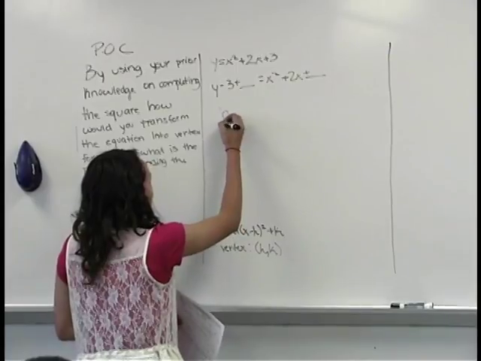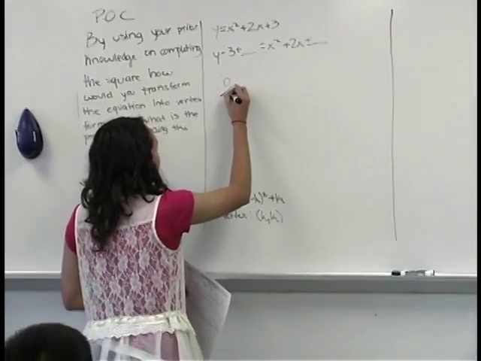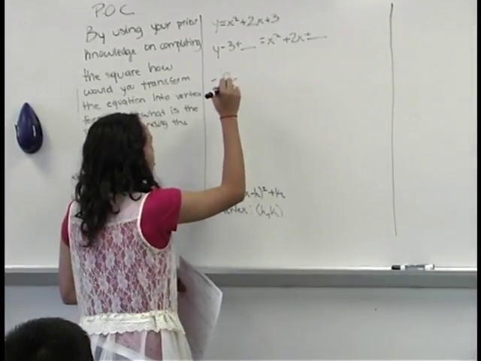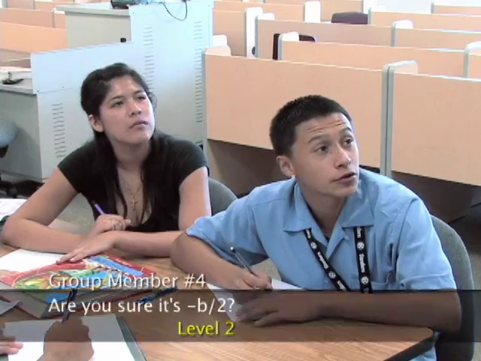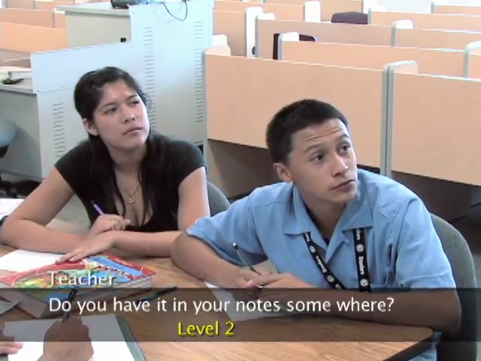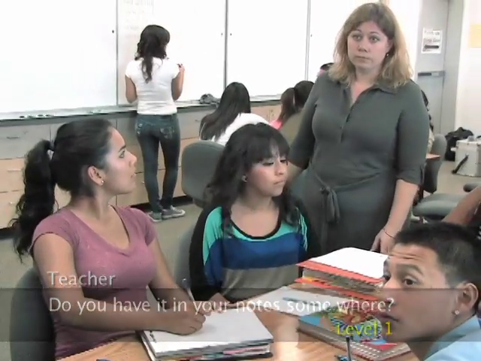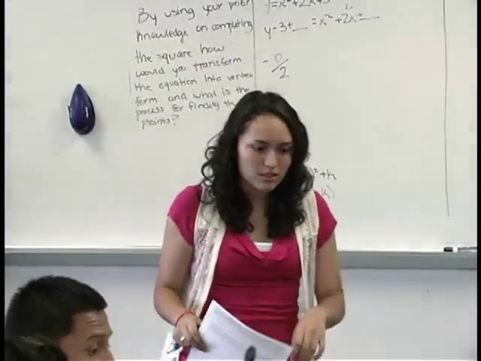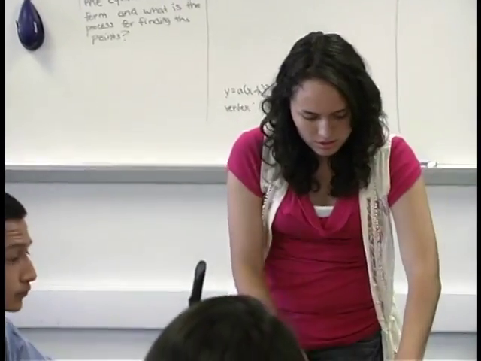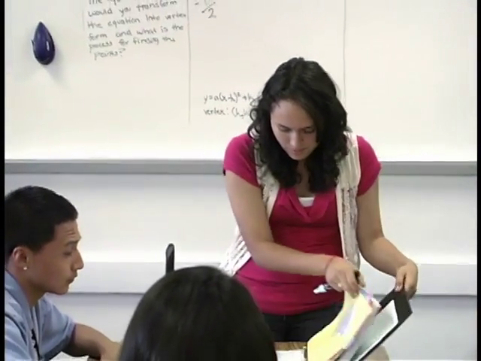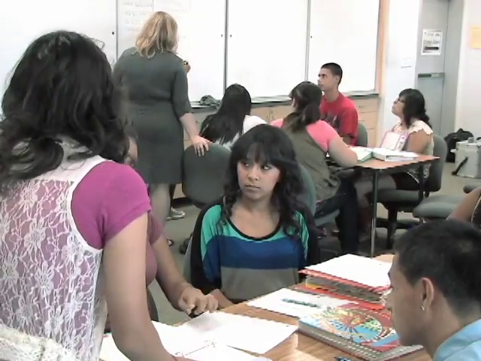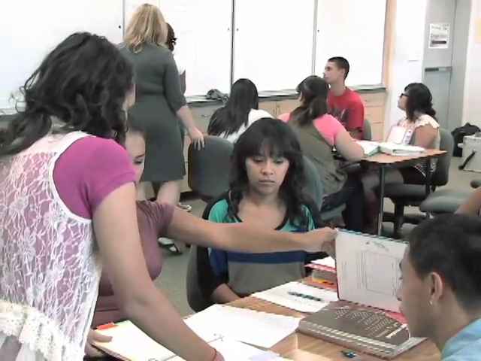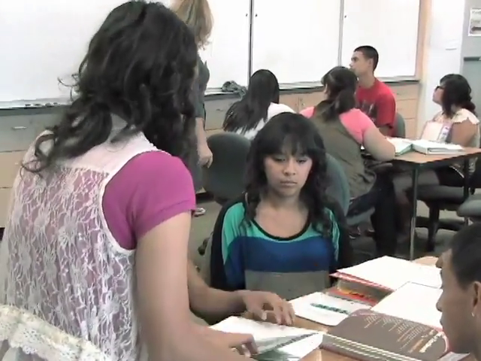I think I remember it would be negative b over 2, and then we have to find b, and this would be b. Are you sure it's negative b? Do you have it in your notes somewhere? What do you think? If you don't have it there, you can use the simplified numbers.